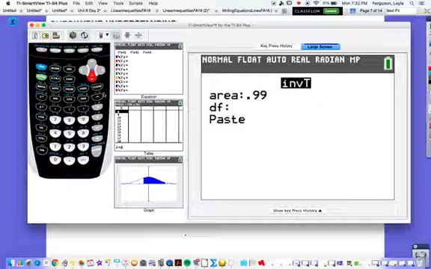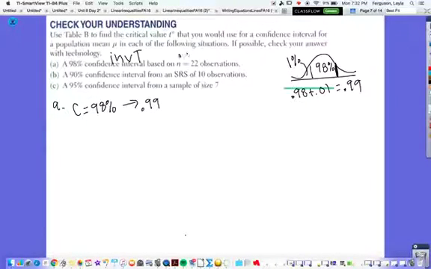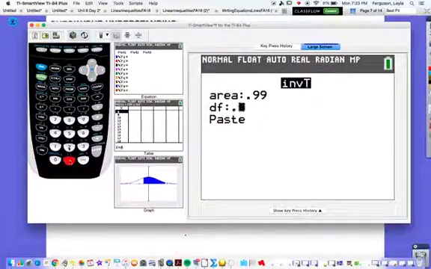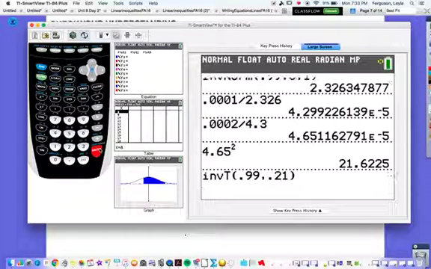Then it asks us for degrees of freedom. Degrees of freedom, or df, is always n minus 1. So our n is 22, which means our degrees of freedom would be 22 minus 1, which is 21. So then on our calculator, df would be 21. And then you go paste.